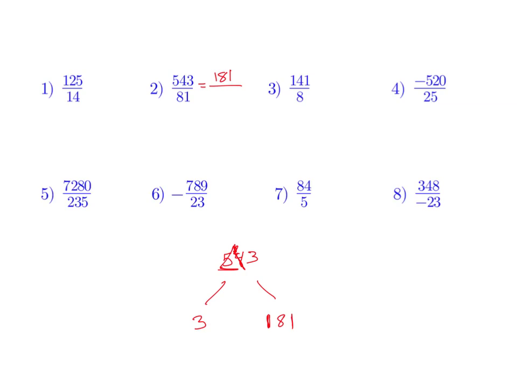All right, now we've got to figure out how many times 3 goes into 81. All right, how many times does 3 go into 8? Twice. 2 times with a remainder of 2. So now this becomes a 21. All right, how many times does 3 go into 21? 7. So now this is 181 over 27.